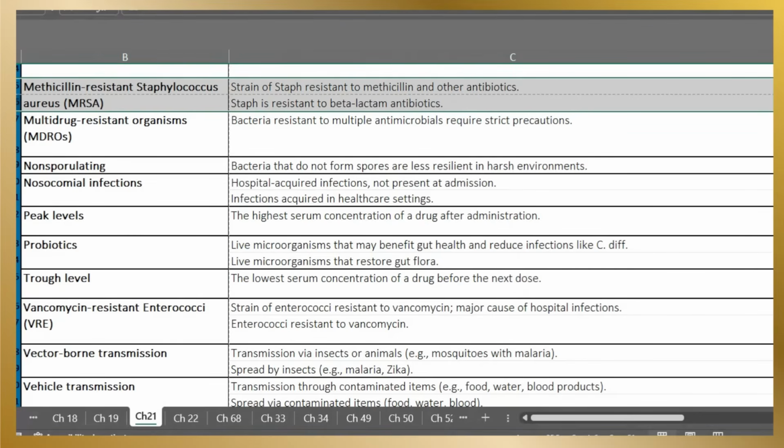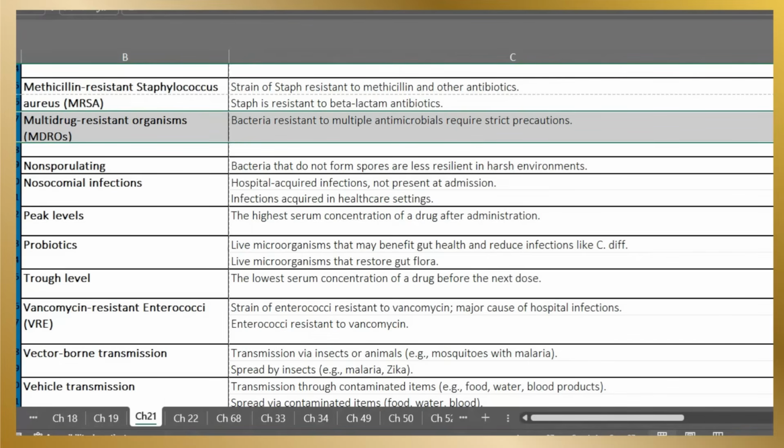So the methicillin-resistant Staphylococcus aureus, MRSA, we call it, is a strain of staph resistant to methicillin and other antibiotics. Staph is resistant to beta-lactam antibiotics. So MRSA means mean resistant staph attacker, the most resistant staph around. Use contact isolation for this.